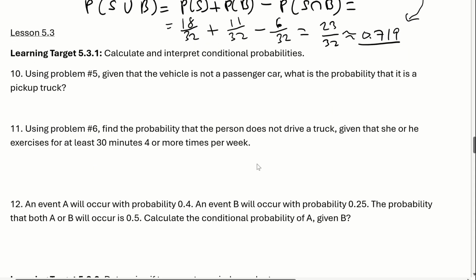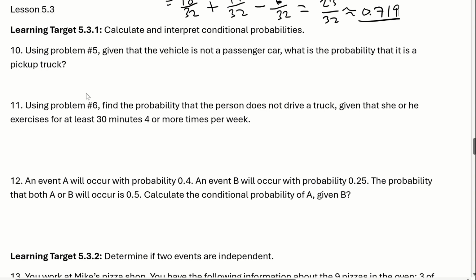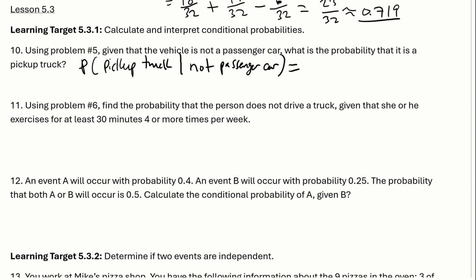All right, so lesson 5.3, the last lesson in the chapter. Using problem number 5, given that the vehicle is not a passenger car, what is the probability that it is a pickup? So probability of pickup truck given not passenger car. So remember, the given goes on the bottom, right?